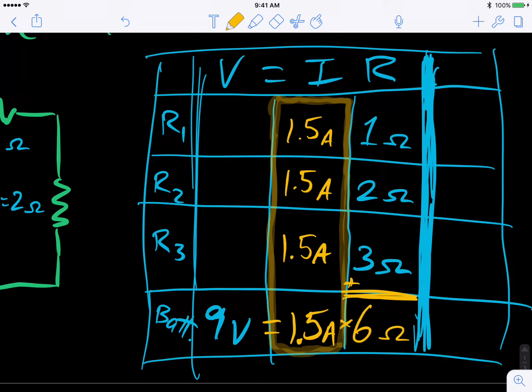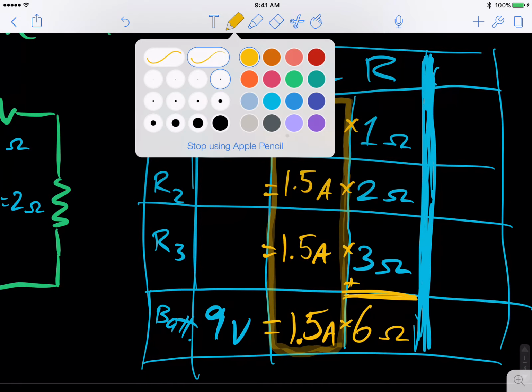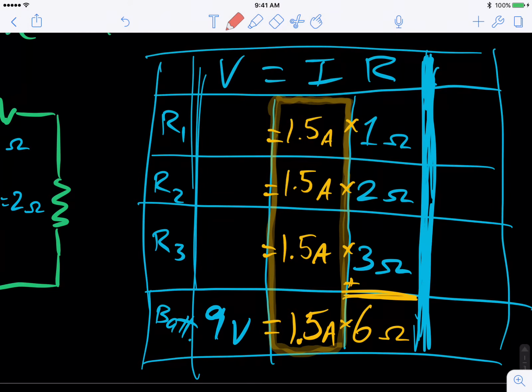If I just multiply 1.5 times the resistance in every row, I'm using VIR to get the voltage drops. So now I can do 1.5 amps times 1 ohm, and I'll get a voltage drop. Let's use a nice pink color here. I'll get 1.5 volts. And then 1.5 times 2 for R2, and that's going to be 3 volts. And then 1.5 times 3 is 4.5 volts.